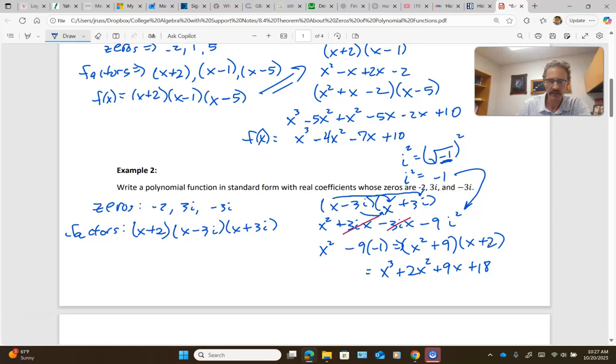And we are done, guys. This is our polynomial with these zeros in standard form. Now if we were to graph this one, we'll only see it cross the x-axis at -2, because that's the only real zero. These other two are imaginary. And you could graph this one if you want to check.